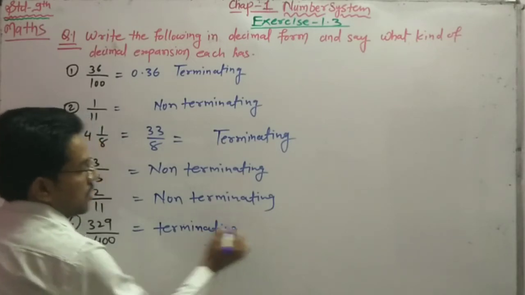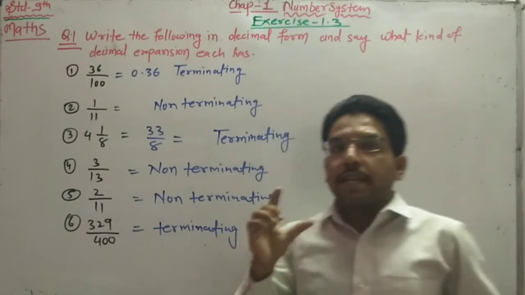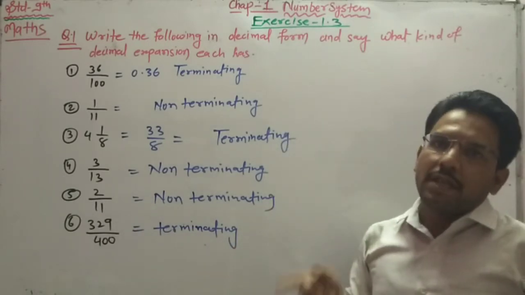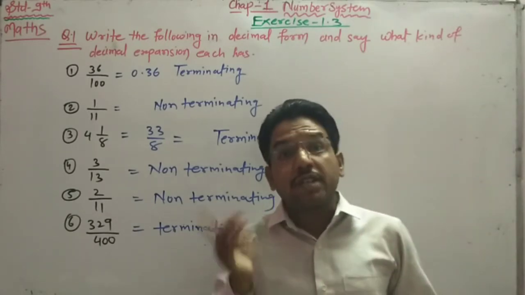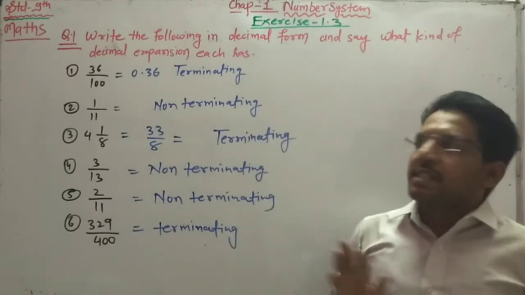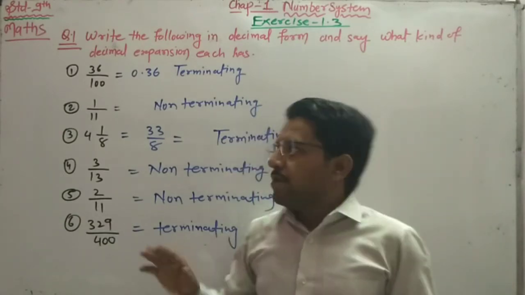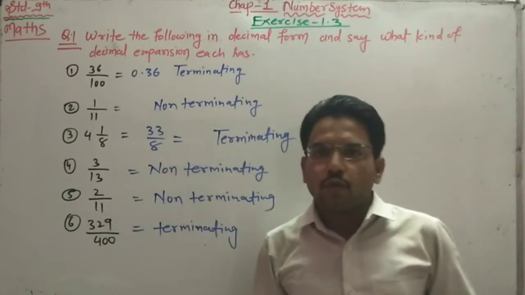Is that clear? So again I am telling you that when in the denominator only 2 and 5 are given, then it will convert into a terminating decimal expansion, and besides these, whatever other digits are given, they come under non-terminating decimal expansions. Now we just move on to question number 2.